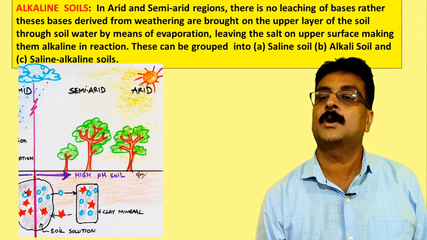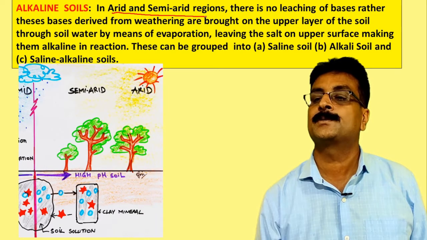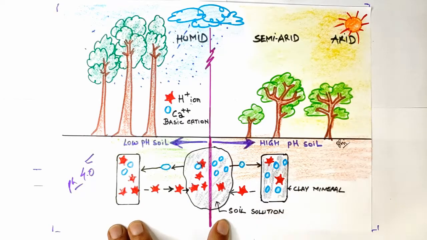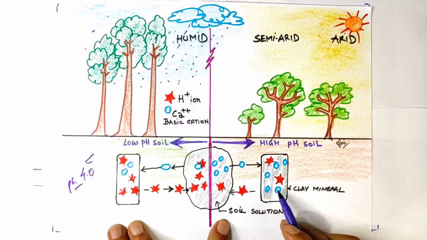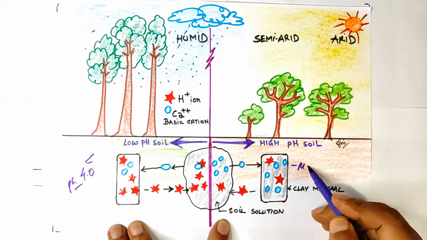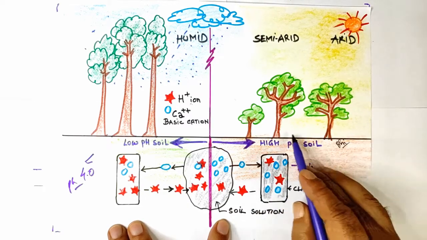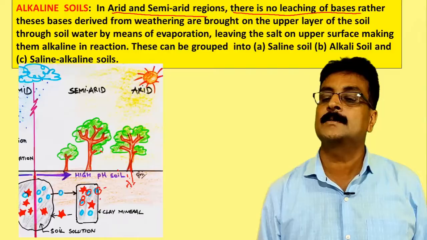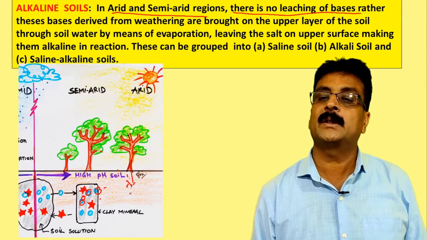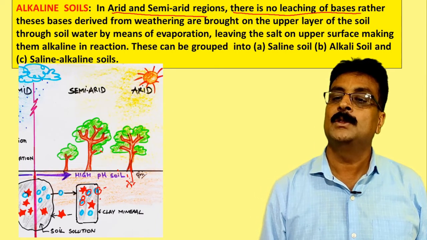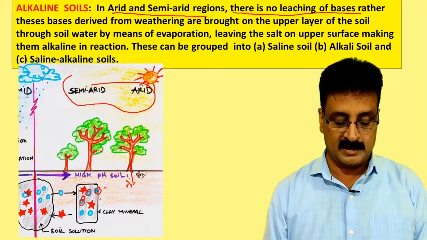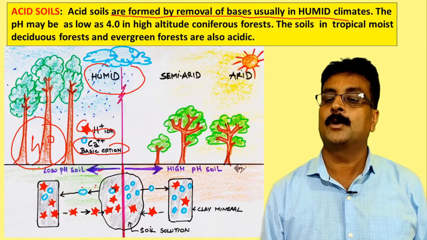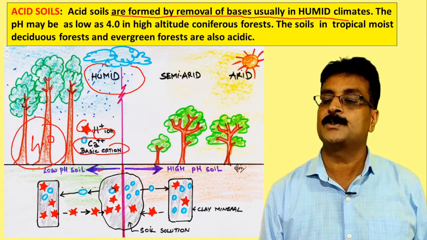In alkaline soils, in arid and semi-arid regions, there is no leaching of bases. In this blue color, you can see the leaching of bases is very minimal. The upper soil water is lost by evaporation, leaving the salts on the upper soil. So there is very little rainfall and less leaching, which makes more salt, and the alkaline reaction will happen here. These semi-arid areas will have more bases compared to humid areas, where the basic cations have been leached.